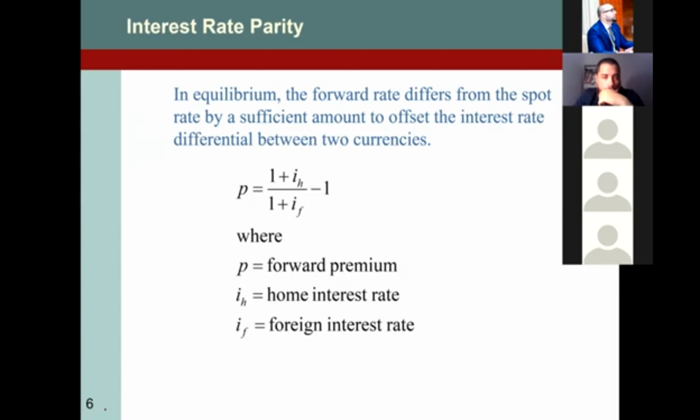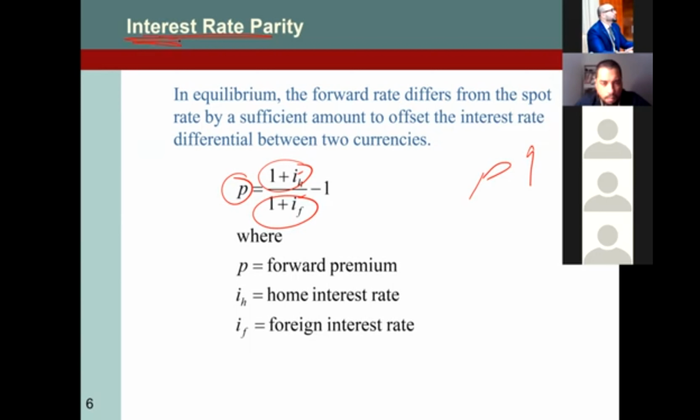Then we talk about interest rate parity, and what we talk about is that the country which has the highest interest rate, its forward premium would be higher, right? So for interest rate parity, the formula for the forward premium is 1 plus home country I divided by 1 plus foreign country I, where I means interest rate, right? Not the inflation, it's interest rate. We are talking about interest rate parity.